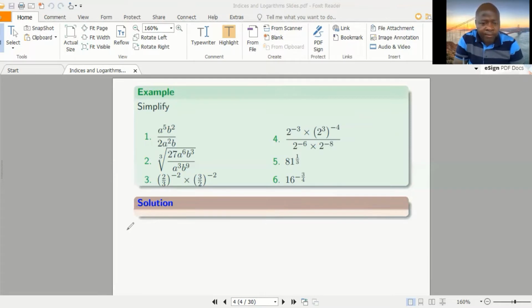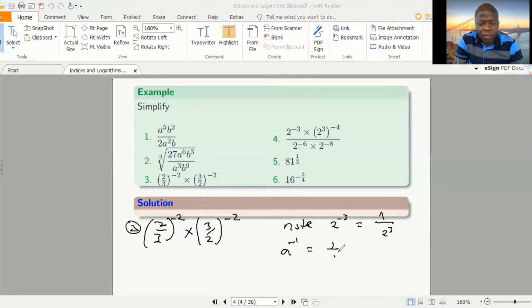Now let's look at question 3. Question 3 is interesting. It's 2 out of 3 raised to negative 2 times 3 out of 2 raised to negative 2. Now, just before I do this, note that if I have 2 raised to negative 3, this is the same as 1 out of 2 raised to 3. If I have a raised to negative 1, this is the same as 1 out of a raised to 1, or just 1 out of a.